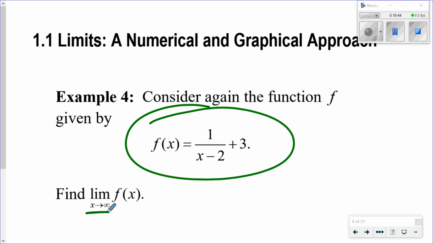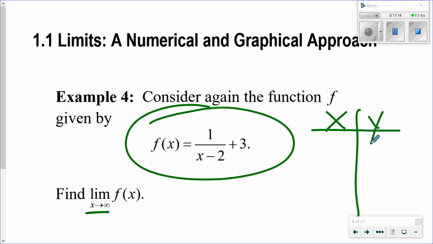Now, let's think about this. Can I ever get around infinity to the other side to come back toward it? No, so this is going to be a one-sided limit. So all we have to do is find the limit from the left. We can't get to the right side because we can't get bigger than infinity. That's just not possible.